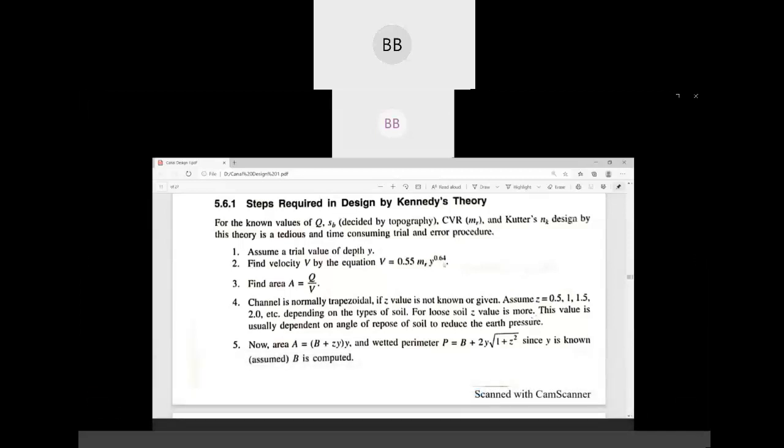See, in the first step, we are going to assume a depth of flow. Then again, we are going to find out the velocity by using this equation, that is 0.55 multiplied by critical velocity ratio multiplied by y to the power 0.64. Then we find out the area. Then we are going to assume the z value. Then in the fifth step, we are going to find out the width of the channel and the wetted perimeter.